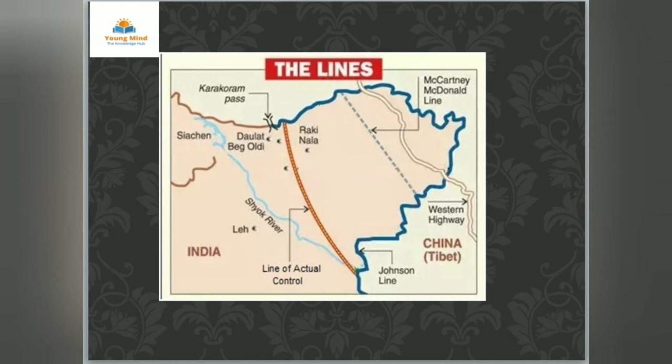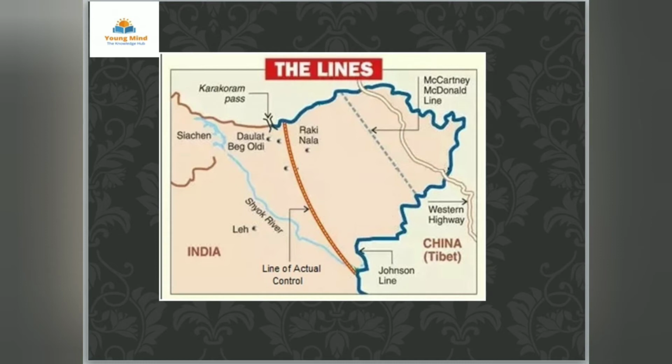If we start with J, then it belongs to Jammu Kashmir or India. Till now it's clear, right? Till now we studied about two lines, why they were created and the history behind this. Now move on to the next point.